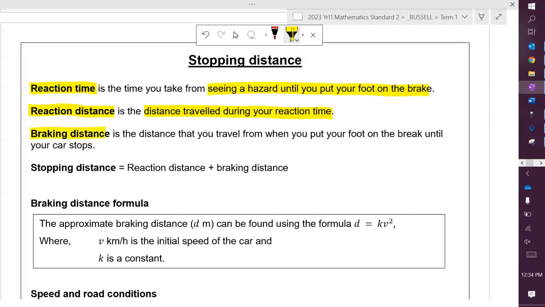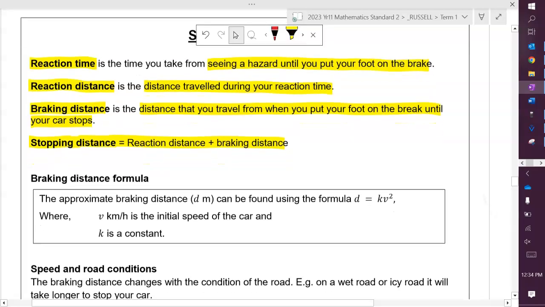Our braking distance is the distance you travel from when you put your foot on the brake until your car comes to a complete stop. And then our stopping distance is our reaction distance plus our braking distance.